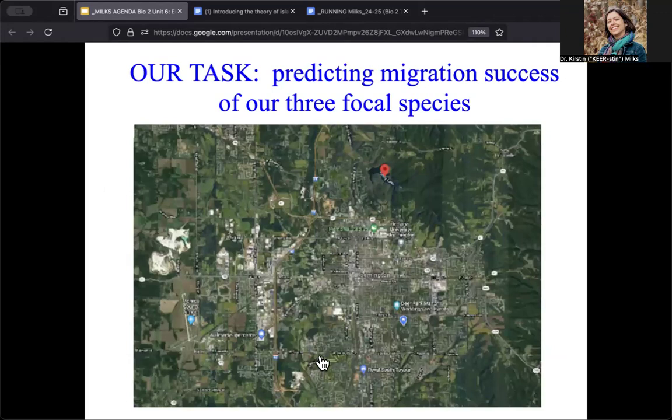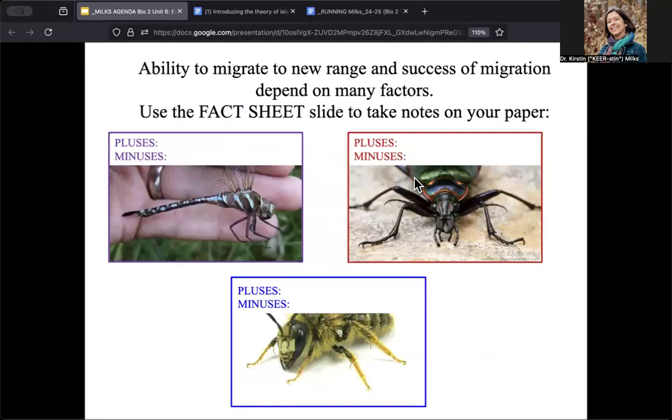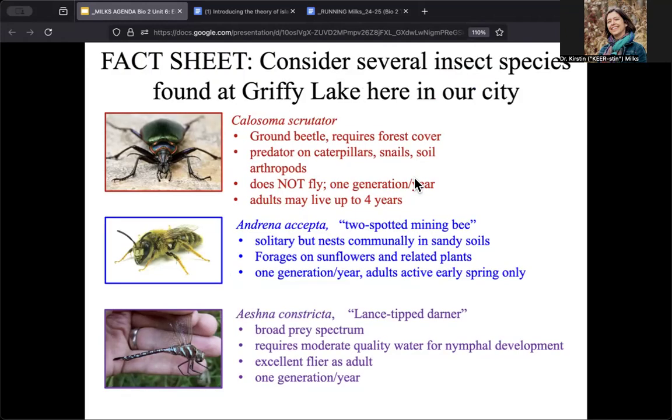To help you think about where we are, this is a very low quality image, but our school is down here. Here's where it says Bloomington. Here is Indiana University. And then this is the Toyota dealership to the south of us. And then up here is Griffey Lake, if you remember being there. So what we're going to do is predict migration success of these guys, and you're going to fill out that fact sheet. So here's that for you. Pause it and take some notes.